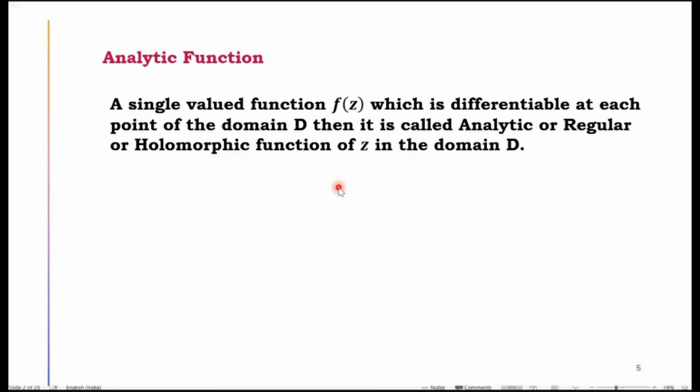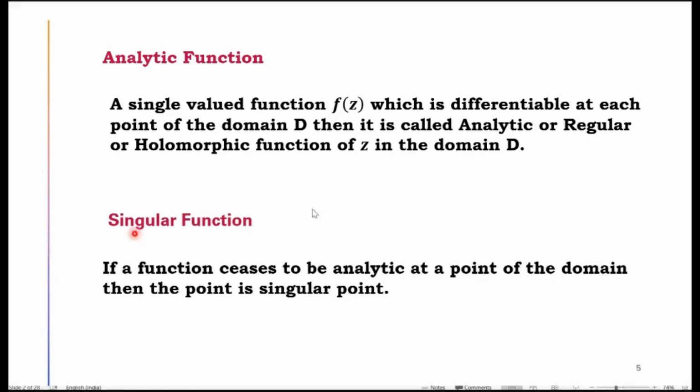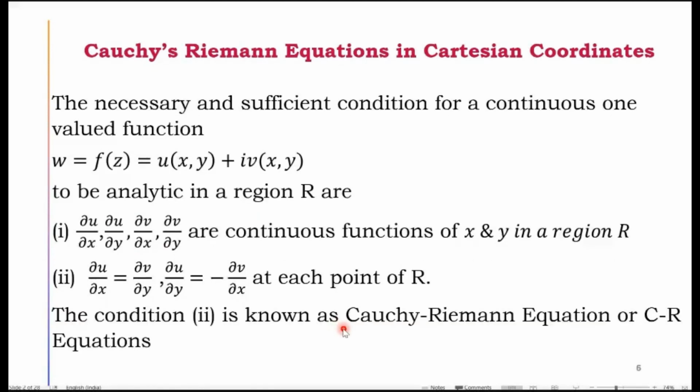If it is differentiable at all the points of that particular domain, then the function is said to be an analytic function. And if the function is not analytic, it is said to be a singular function. If the function is not analytic at a particular point, it is said to be a singular point or a singular function. Okay? So these are the basics of complex numbers. The main thing starts from here.